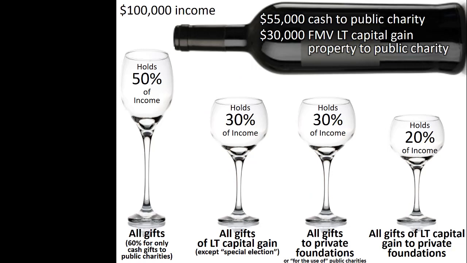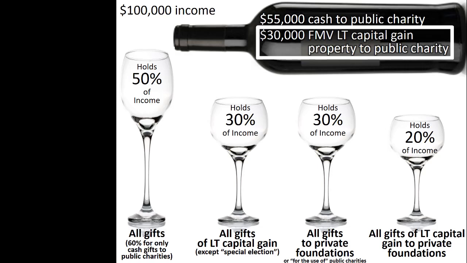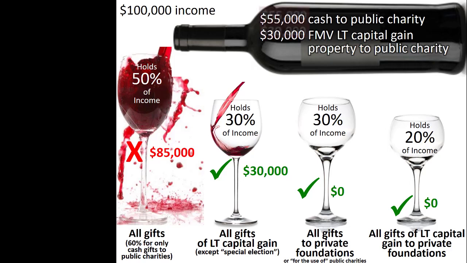In this next example, the donor still has $100,000 of income. The donor makes a total of $55,000 of cash gifts to public charities and $30,000 of gifts of long-term capital gain property valued at fair market value to public charities. How will this giving fit into the income limitation glasses? The total giving of $85,000 will not fit into the first glass, so there will be carryover of some deductions into future years.